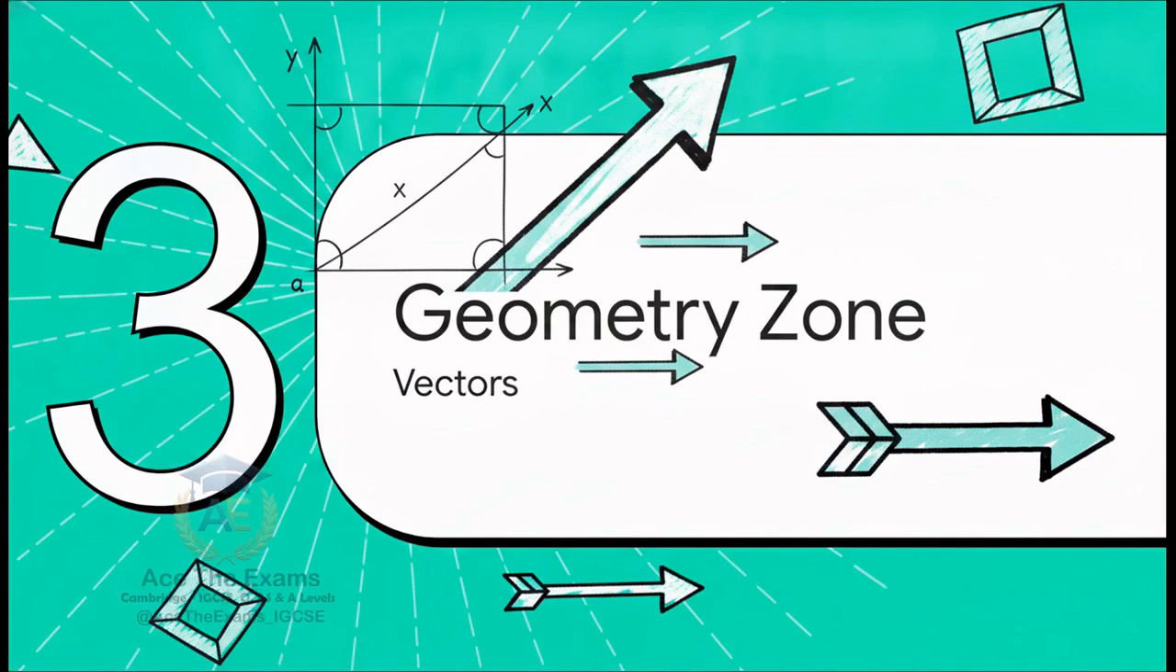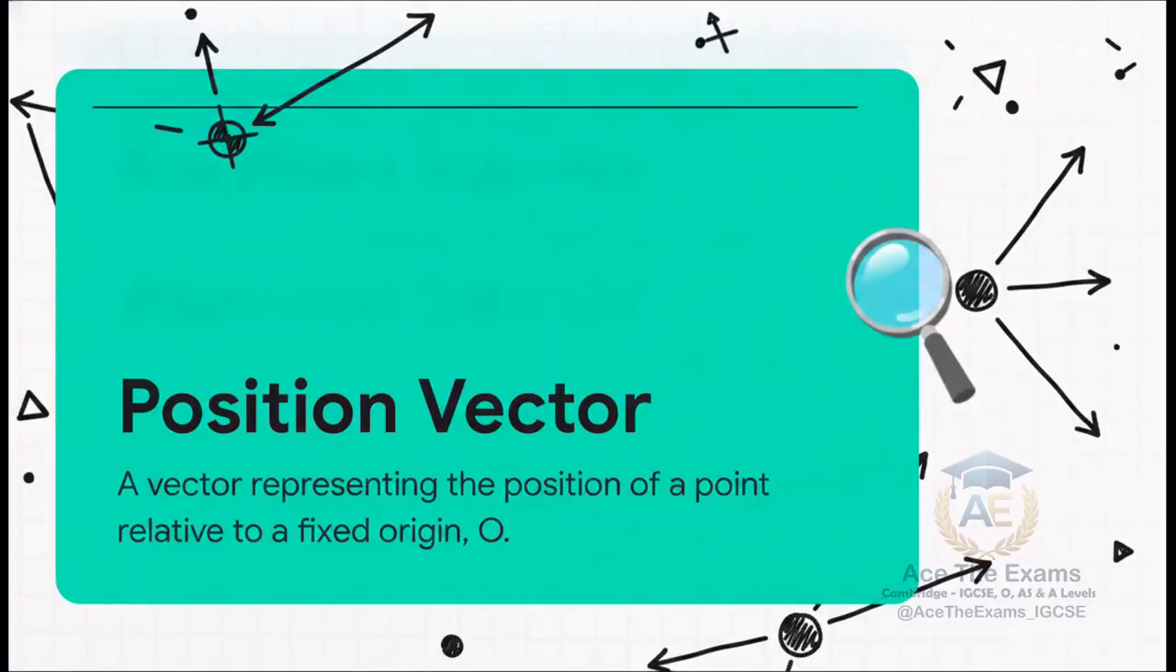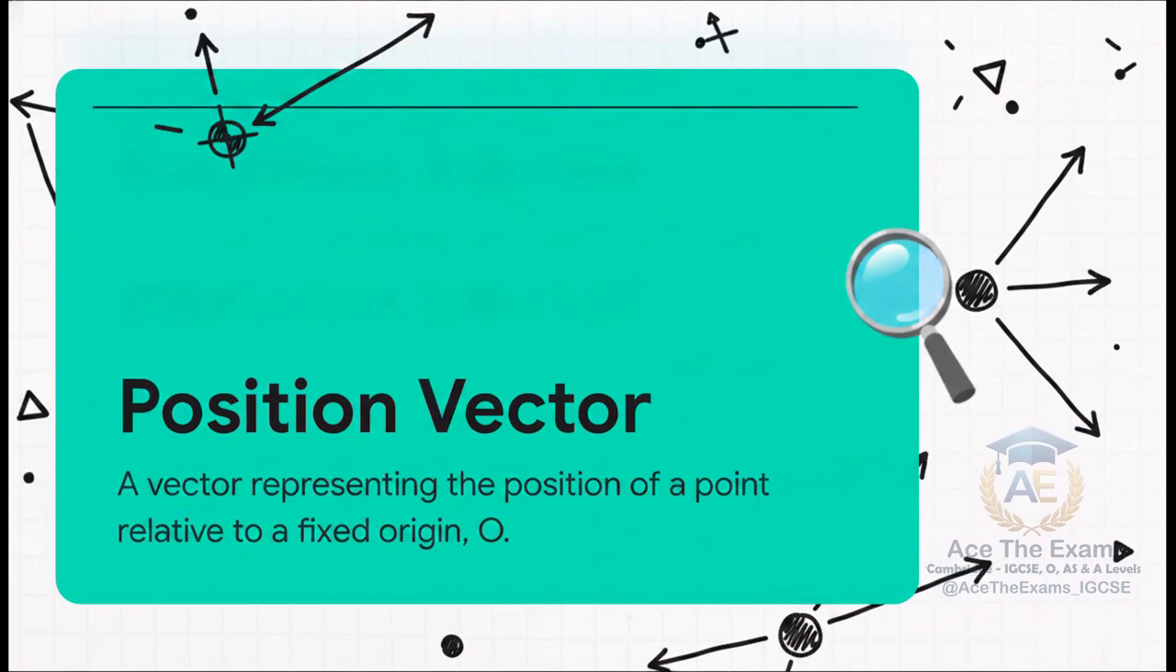All right, back to the flight path. Zone 3, the geometry zone. This brilliantly illustrates how we move into translating numbers into two-dimensional space using vectors. Let's start with a foundational definition that you absolutely must have locked in your mind: a position vector. It's a vector representing the position of a point relative to a fixed origin, usually labeled O.